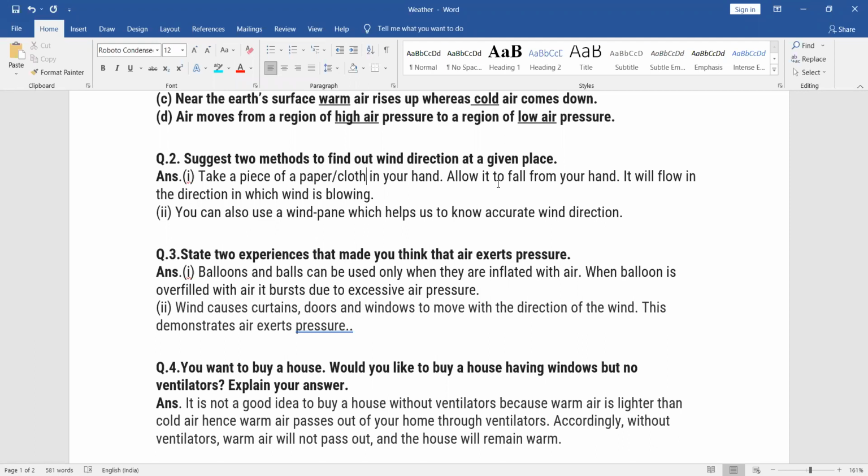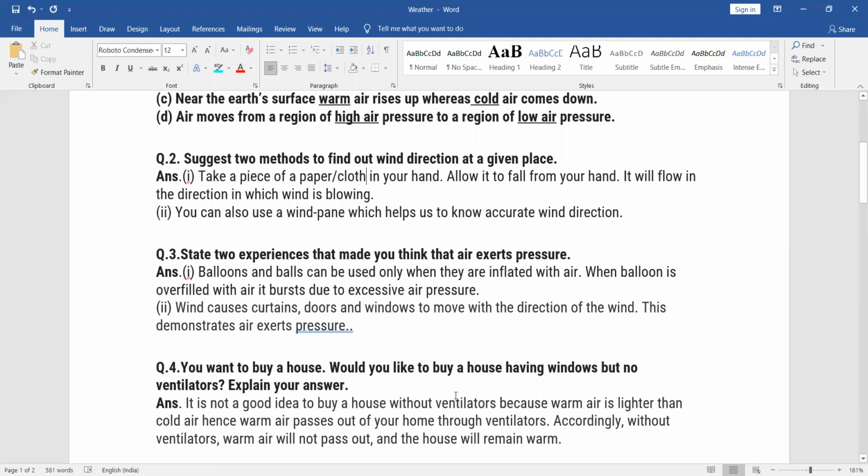You can also find out by seeing in which direction the dry leaves are blowing. By that option also you can see it. And with the help of a wind vane also, we get to know the accurate wind direction. So any of these methods you can write in question number two.